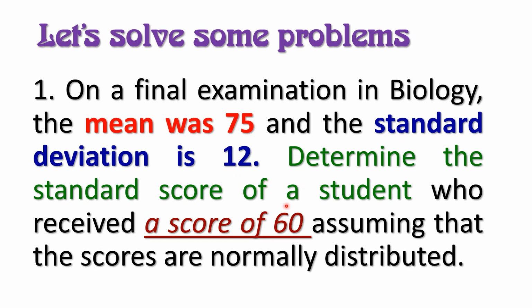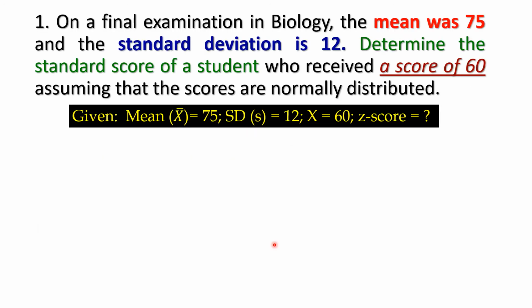Determine the standard score of a student who received a score of 60, assuming that the scores are normally distributed. So in this word problem, we are going to identify first what are the given. The given are the mean, it's the sample mean, which is 75. The standard deviation is 12. The raw score is 60. And the z-score is missing.